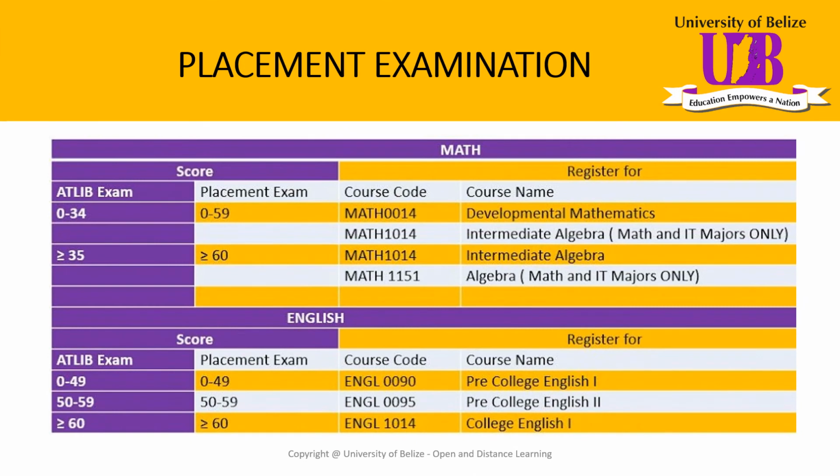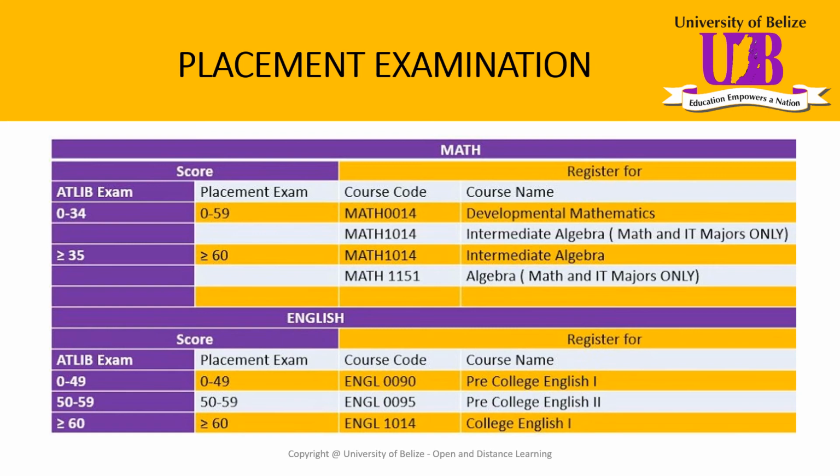The placement examination. This examination must be taken if you do not have an ATLIB score. For math, if you receive a math score of 0 to 59 on the placement exam, or a score of 0 to 34 on the ATLIB exam in math, you will be required to take developmental mathematics. For Math and IT majors only, they are required to take intermediate algebra.